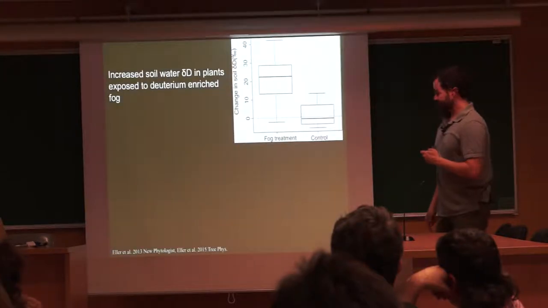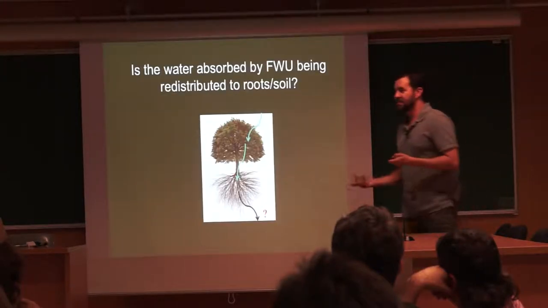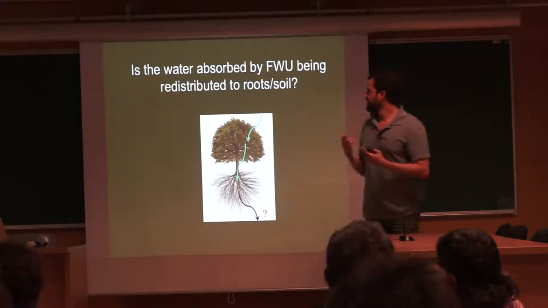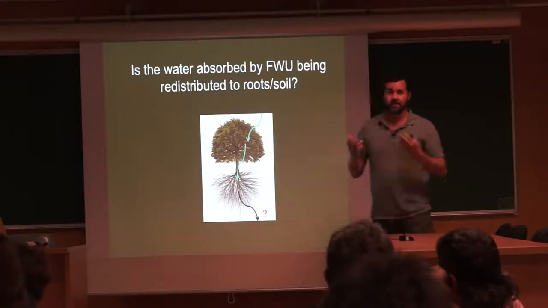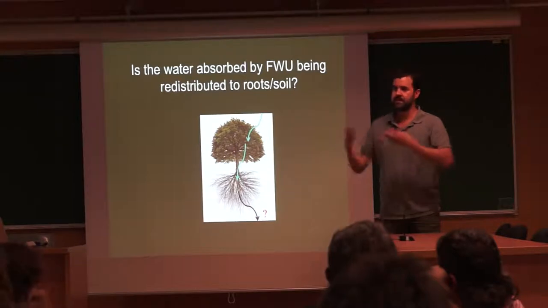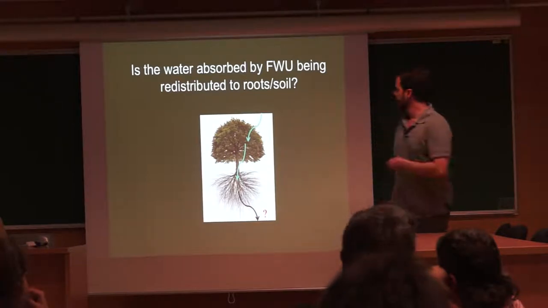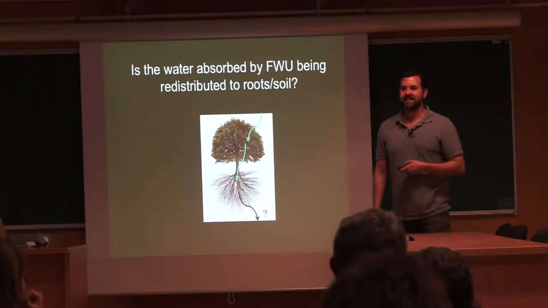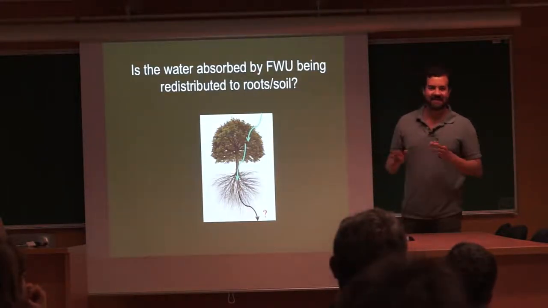Well, and another question that we had: okay, we now know that water can be absorbed by leaves, that this water absorption via leaves can actually cause reversals in sap flow, in the flow of water. But can this water actually reach the soil? So, I mean, I know this sounds a bit counterintuitive.